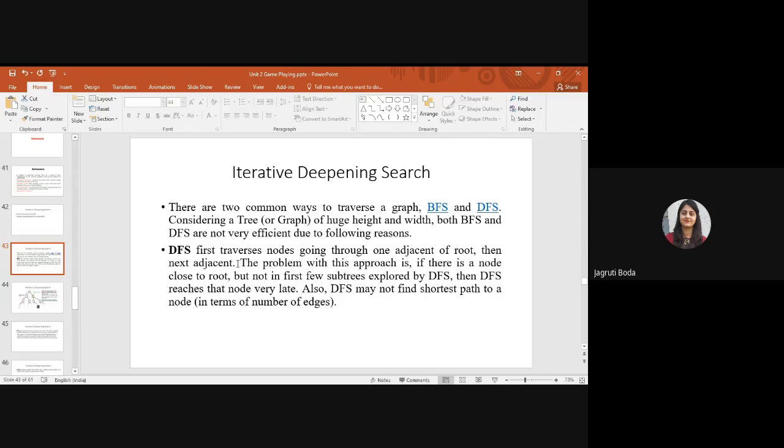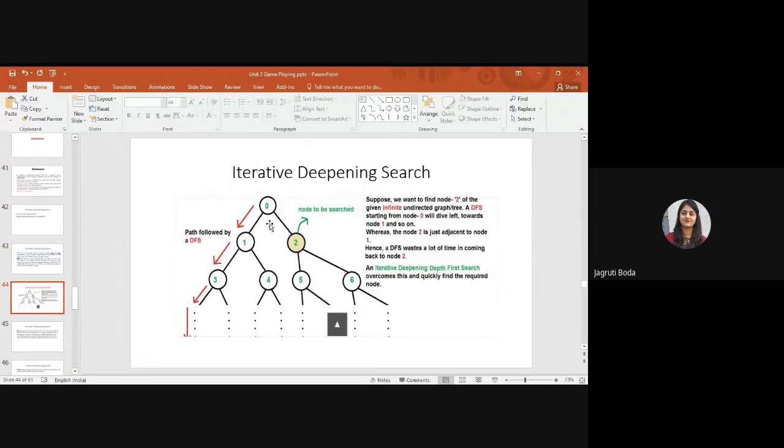DFS first traverses nodes going through one adjacent of the root, then the next adjacent. The problem with this approach is, if there is a node close to the root but not in the first few subtrees explored by DFS, then DFS reaches that node very late. Also, DFS may not find the shortest path to the node. DFS gives the answer, but it does not provide the shortest path, because suppose you have a given tree and node 2 is your goal state.